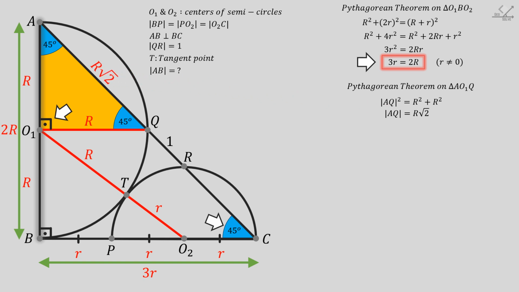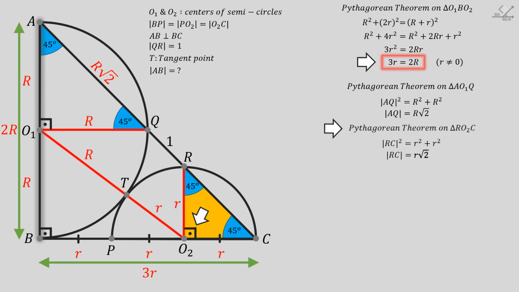Now connect the center of the small semicircle with point R. And focus on this triangle. Similarly, the other side will be r units. The other angle will be 45 degrees. And so the remaining angle will be 90 degrees. If we use Pythagorean Theorem, the hypotenuse will be small r times root 2.